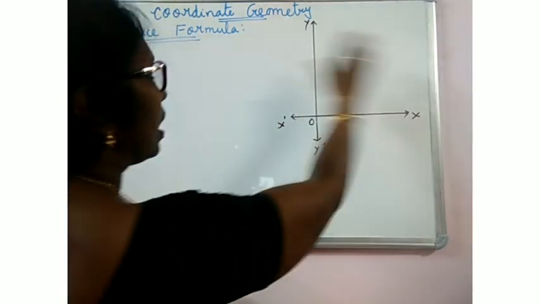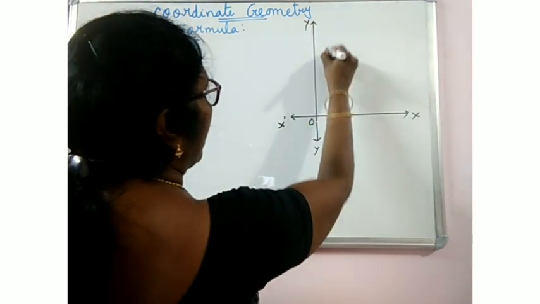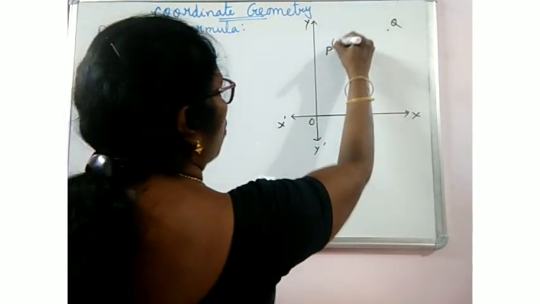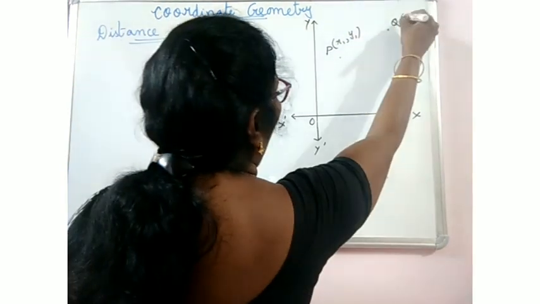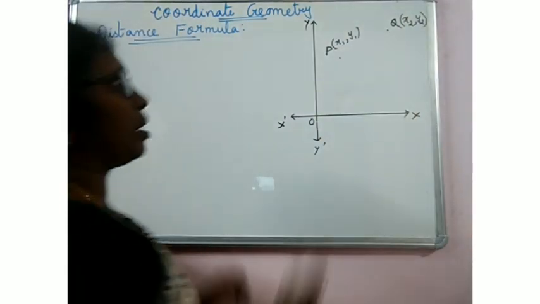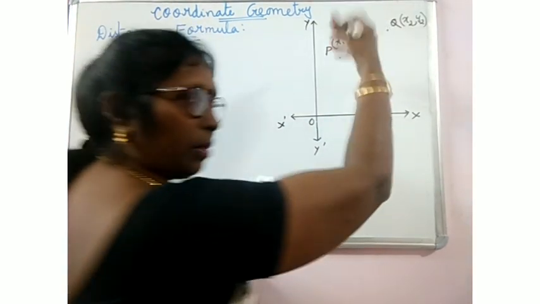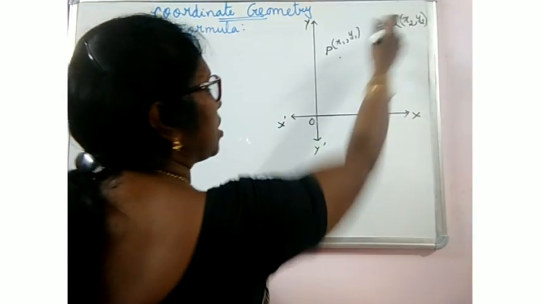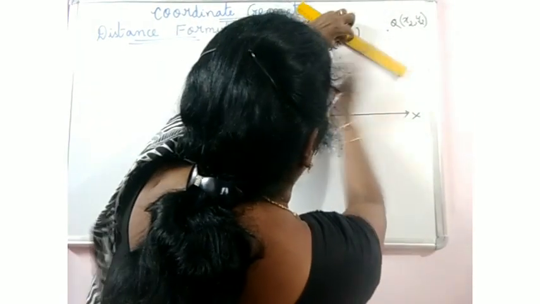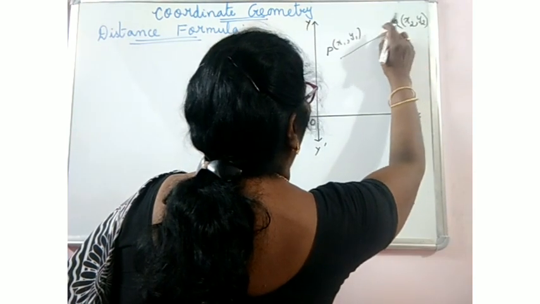Okay, this is a plane, x-axis, y-axis. Let P and Q be 2 points in a plane. Let the coordinates of P be x1, y1, coordinates of Q be x2, y2. Okay, P and Q are 2 points in a plane, and let us learn how to find the distance from these points P and Q. This distance we have to find.